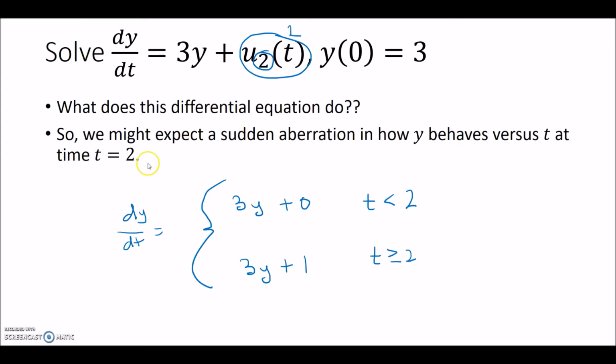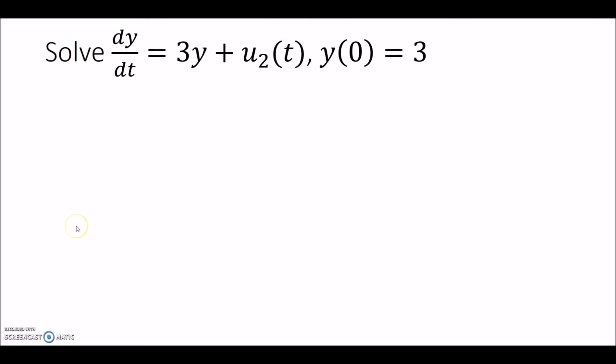Again, with using Laplace transforms, I never have to deal with this. So what would we expect this to do to y? Well, I would expect this to cause some aberration or some sudden change in y because suddenly the rate of change changes. We will see that later on when we go to graph the solution. But again, the beauty is we'll never actually have to deal with this piecewise. All right, let's solve this.